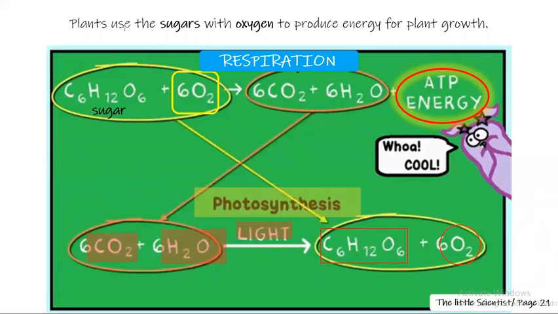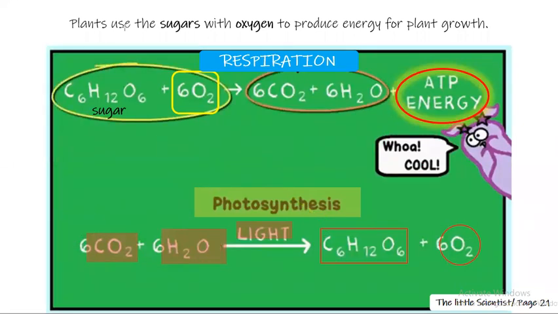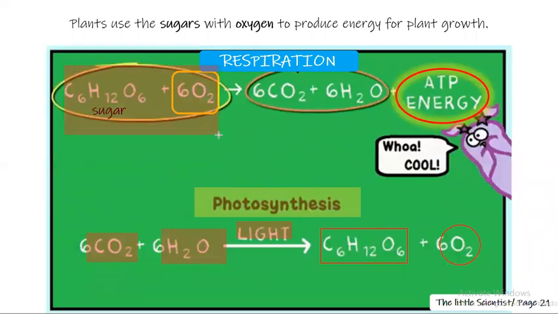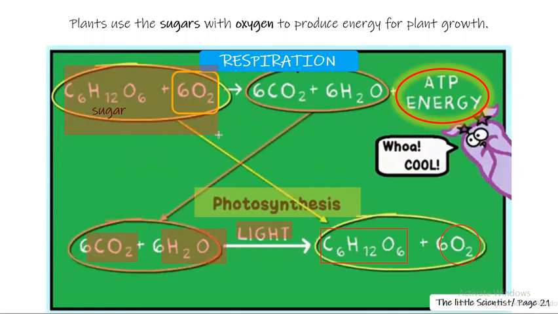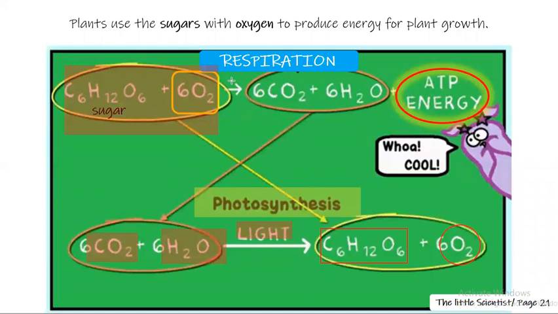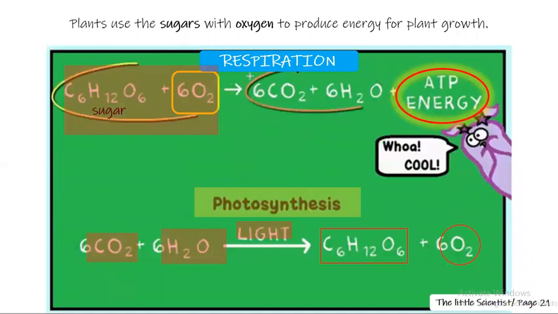While by respiration, it is the opposite that is happening. Plants don't make sugar and oxygen. No, they mix together sugar and oxygen. They mix them together. When they mix them, what happens? They produce an energy. So during respiration, plants do not need the energy. No, they make energy, they release energy, ATP energy, okay?